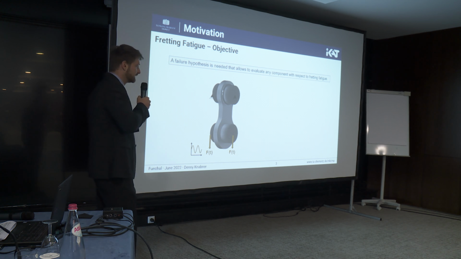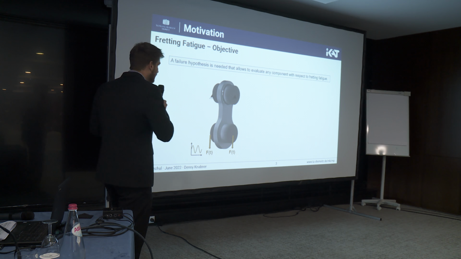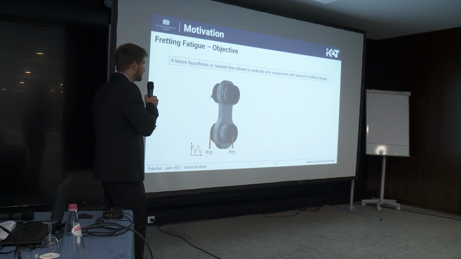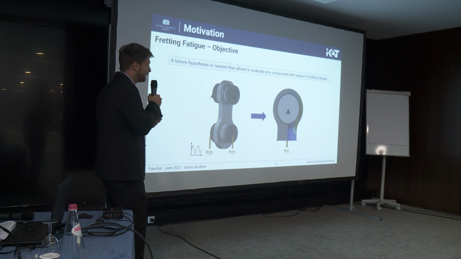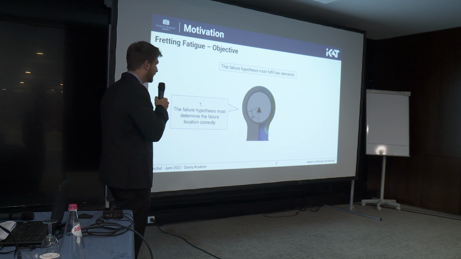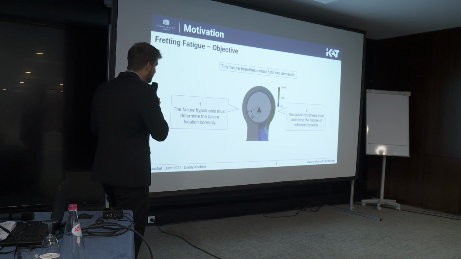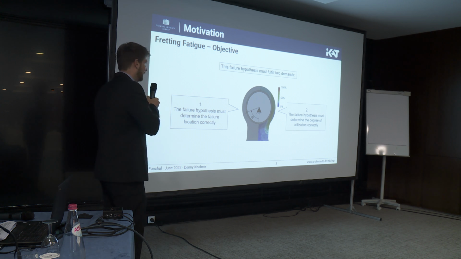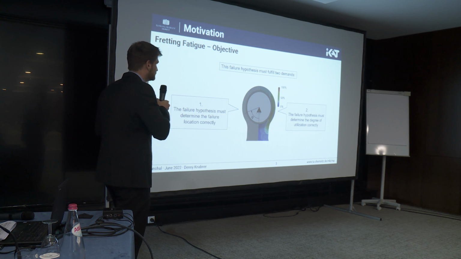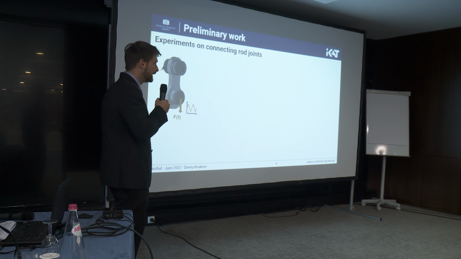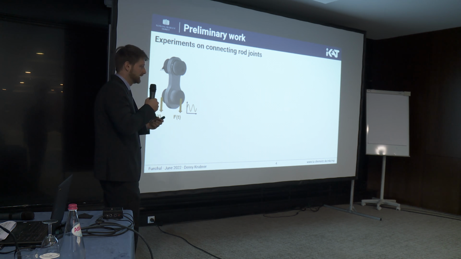Since this is the fact, we need some kind of failure hypothesis to assess any arbitrary component which is affected by fretting fatigue. In my opinion, this hypothesis must meet two demands. The first one is that it has to determine the location of failure correctly. And the second one is that this failure hypothesis has to determine the degree of utilization or the fatigue correctly in quantity. There are today many hypotheses for plane fatigue, and some of them are also often mentioned in connection with fretting fatigue.